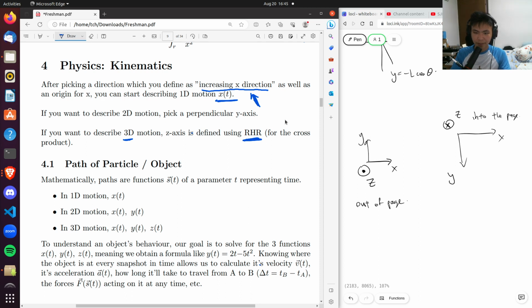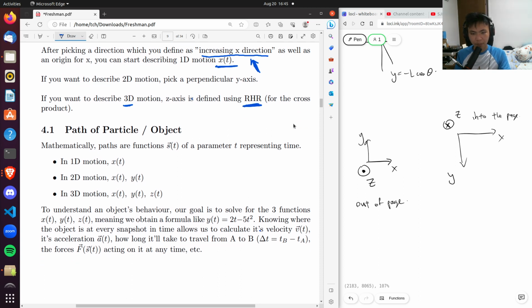So we'll talk more about that when it comes to vectors, but we're ready now to talk about motion of a particle.